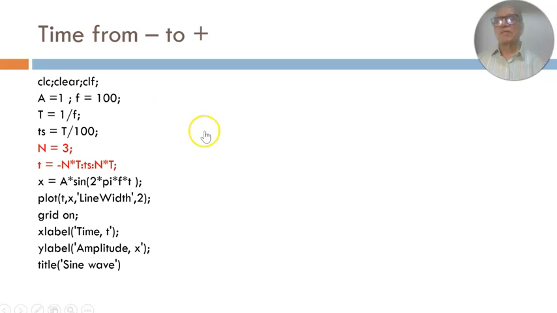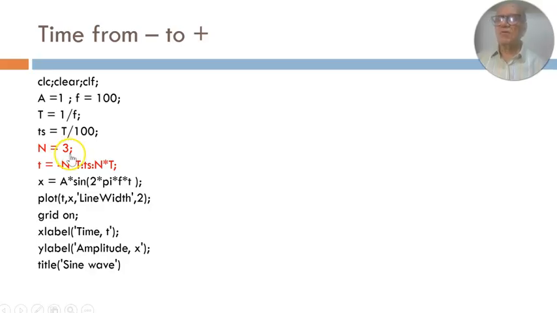Next, suppose we plotted that sine wave from t equal to 0 to t equal to 5 times T. That's what we did. But suppose you want to plot it from negative values of time. Then you need to change the statements a little. Again, the whole program is the same, except where there is a change in the program, I have highlighted using the red color.